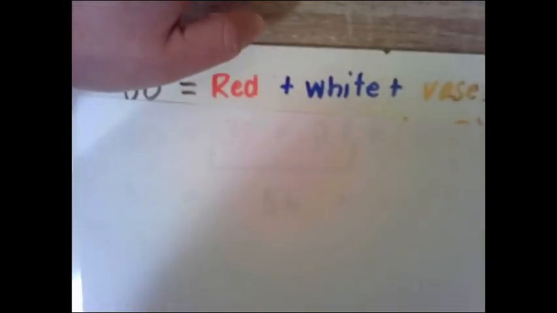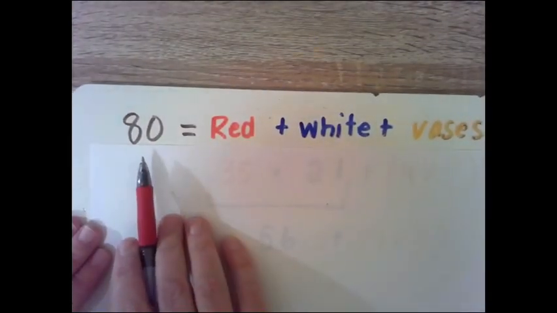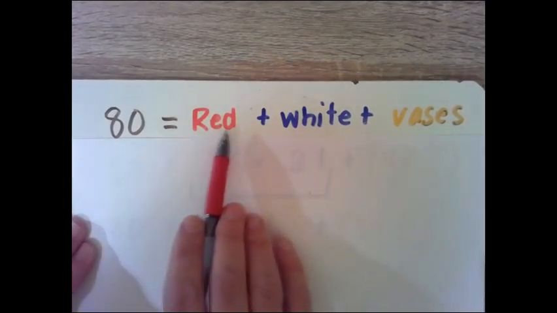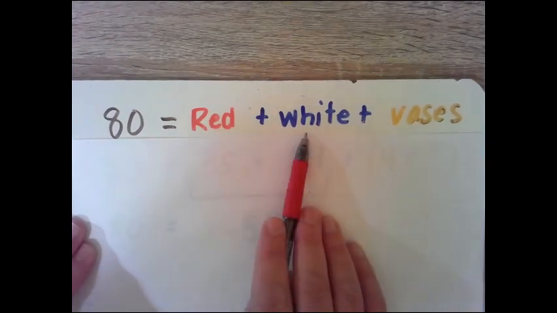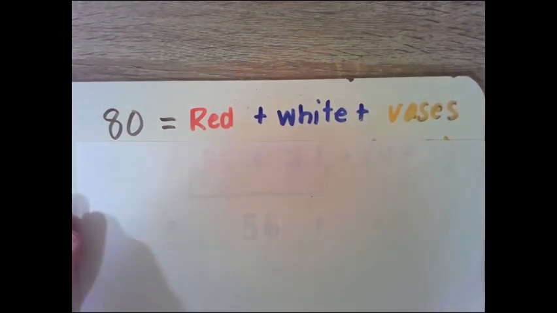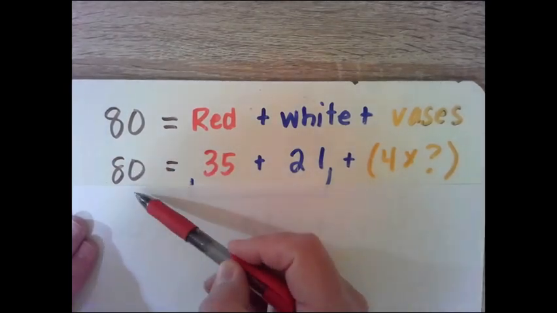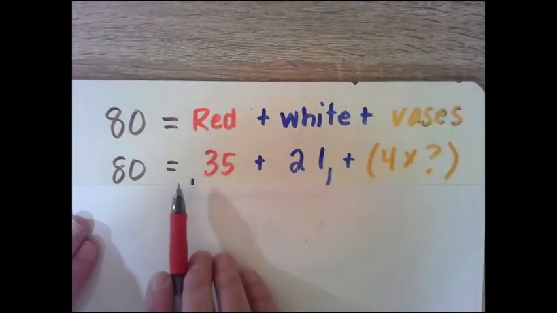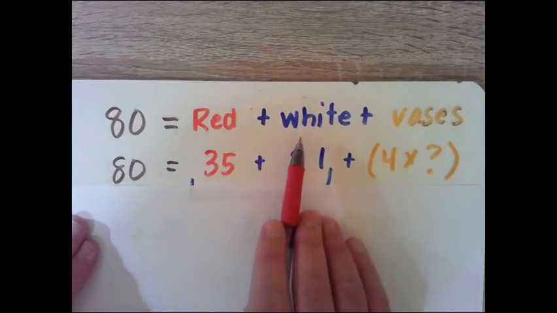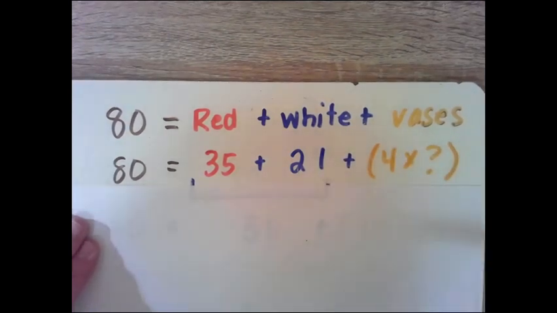Let me zoom out. I started with the $80 that he spent. That was the total for the red roses plus the white roses plus what he spent on vases. So breaking that down, I just took the $80 he spent and put it here to my next line. The red roses cost $35. The white roses cost $21. And then we're going to add the vases.